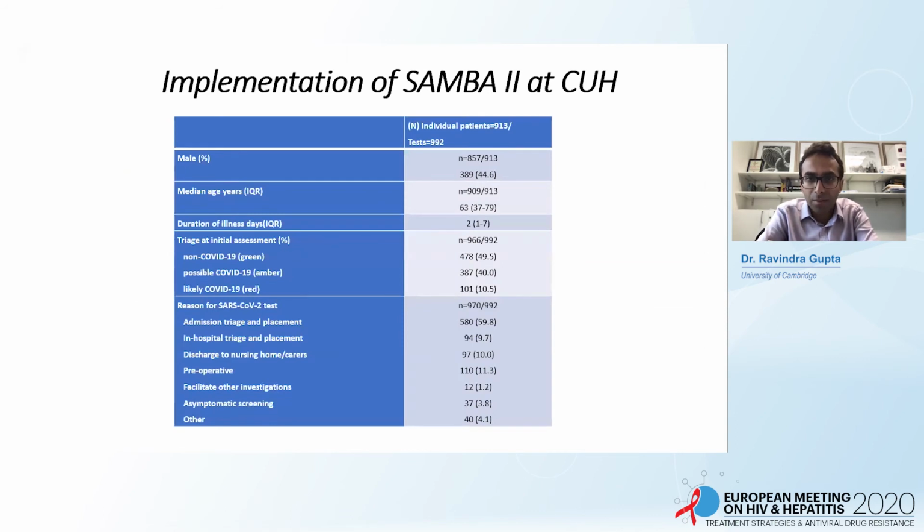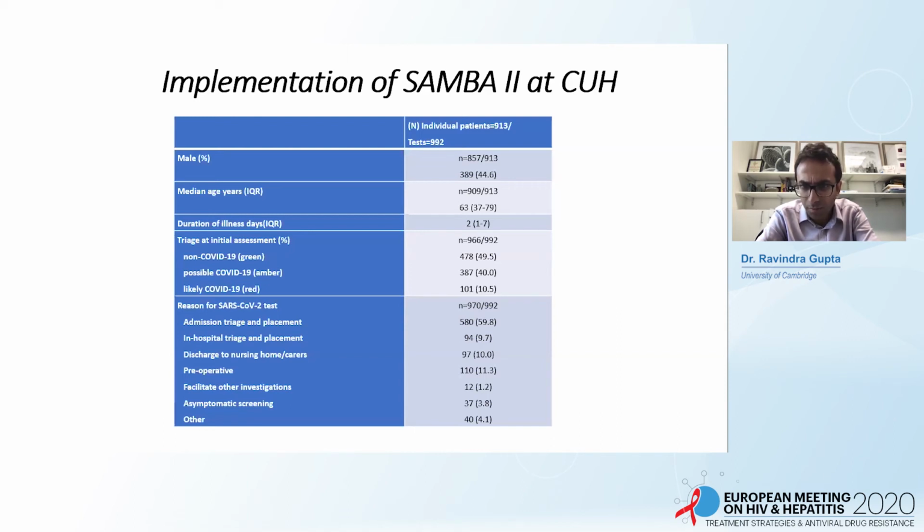Here's a graph of the 1,000 patients or so who were tested after the Samba implementation. This gave us a really good opportunity to know which kinds of patients were being tested. And you can see the main reason for being tested with the rapid point of care test was admission, triage, and placement. There were also 10% who were symptomatic within hospital with new symptoms and who needed to be tested.